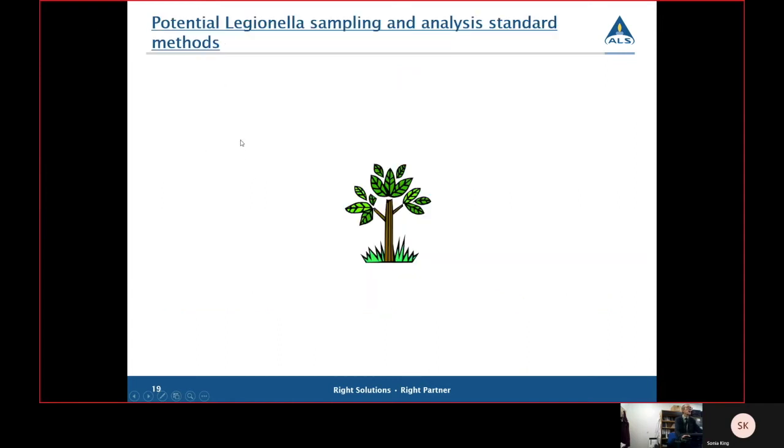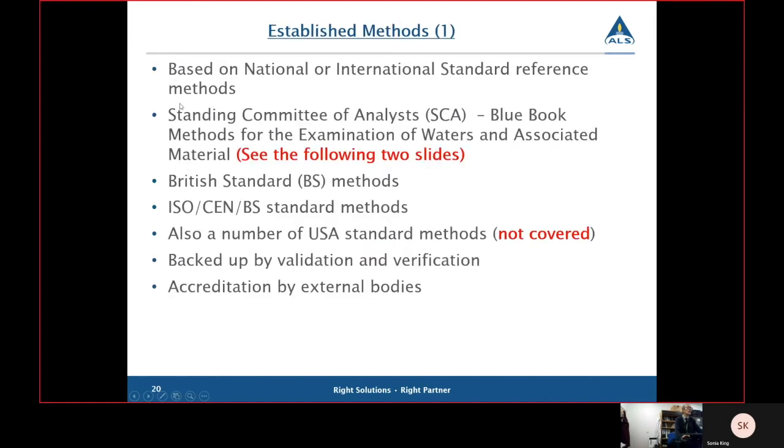Potential Legionella standard sampling and analysis methods. There's a whole range of these, but you've got the Standing Committee of Analysts Blue Book methods. I'll explain those in the following 2 slides, and these are free of charge. There's British Standard methods. There's ISO, EN and BS EN ISO standard methods. There's also a whole range of US methods, which I'm not going to cover. They're all backed up by validation and verification and accreditation by external bodies.